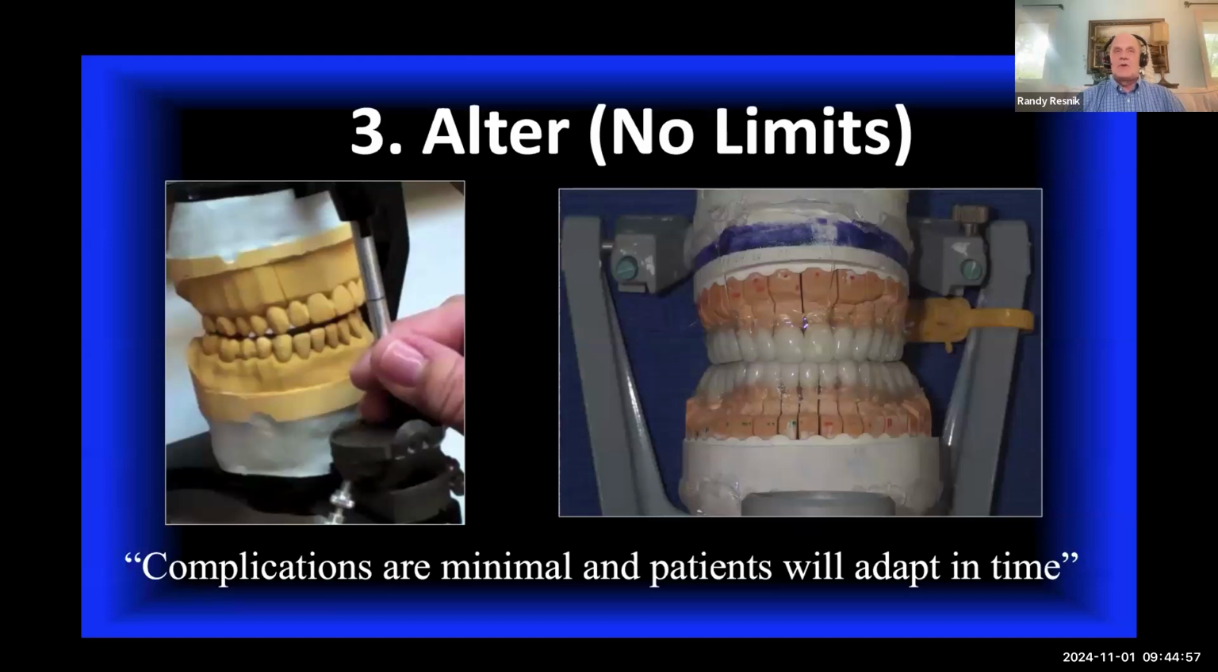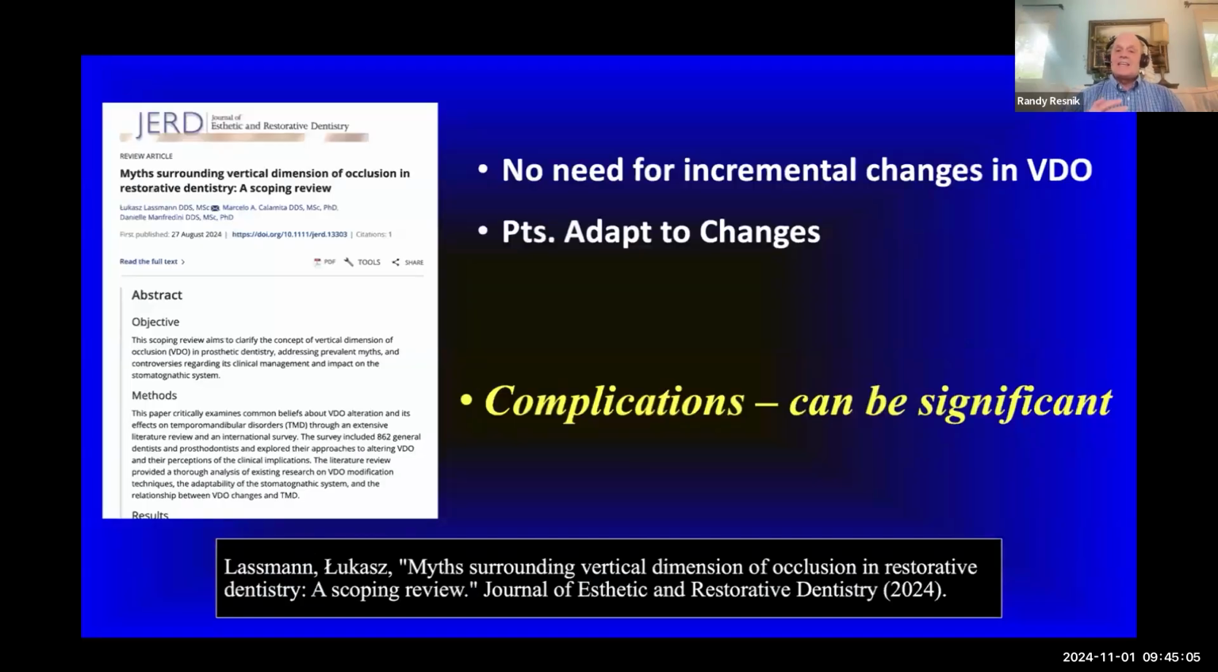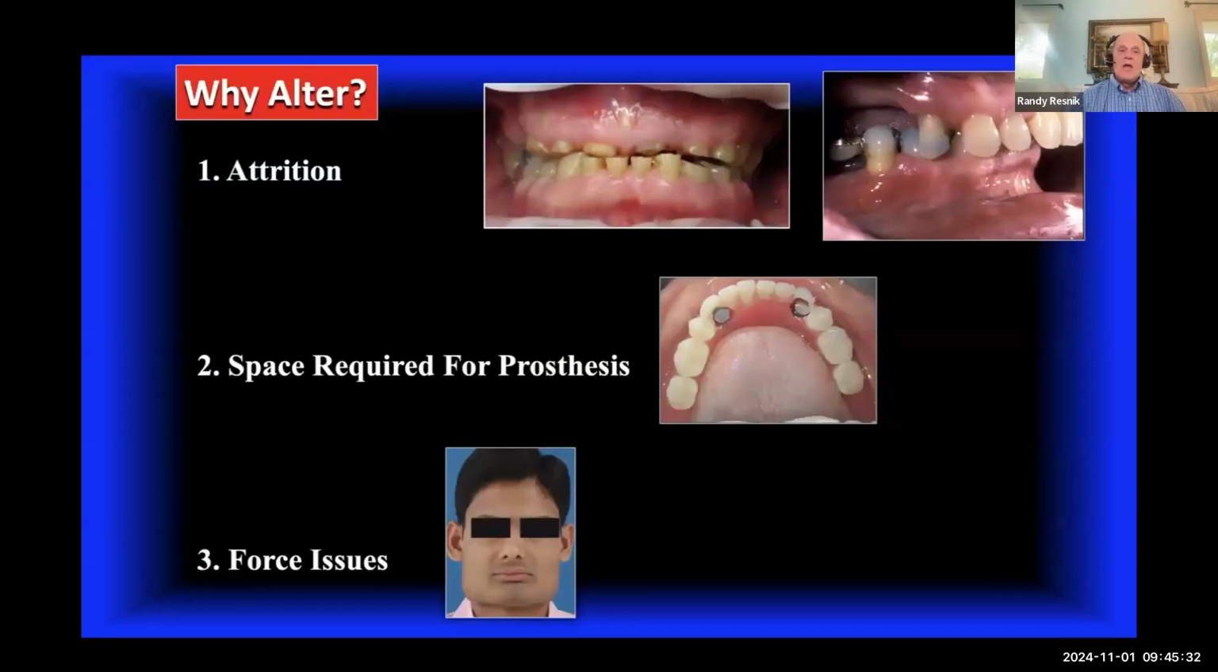They say, you know what, we need a 3, 4, 5 millimeter increase. They just open the pin and restore the patient at that vertical. As I said, there are a lot of articles out there supporting this. And here's one in particular: no need for incremental changes, patient adapts to these changes. However, my thought on this is if you do get complications, they are significant. To put yourself at less risk, you have to be very, very careful in following this third school of thought.